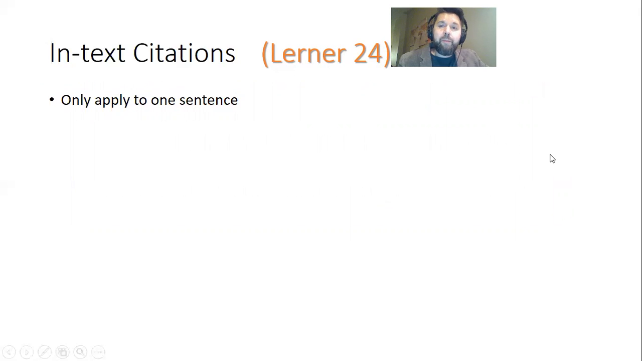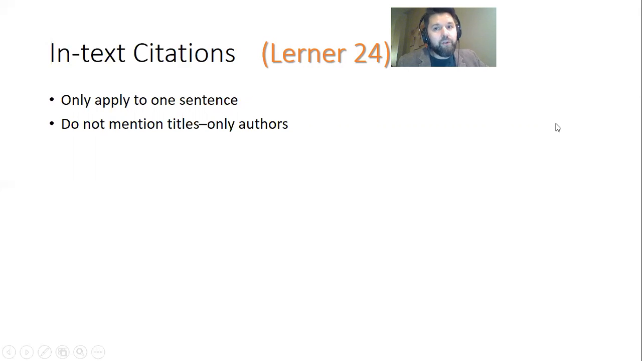In-text citations only apply to one sentence, so that's something to keep in mind. So let's say you're doing 2 or 3 or 4 sentences in a row and they're all coming from the same source. Does not matter. Put that citation into each of those sentences. It might feel a little cluttered, but it's better to be safe than sorry. In-text citations do not mention titles, only authors. So like we were saying, you just put the author's name. You wouldn't put like the name of the book that he wrote or anything like that in there. We want to keep it clutter-free.